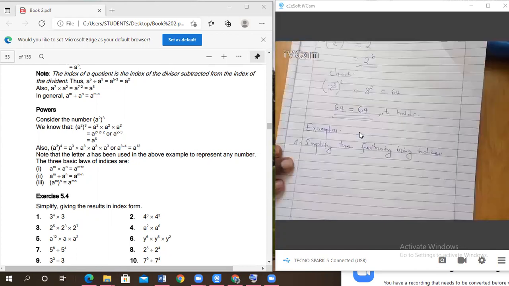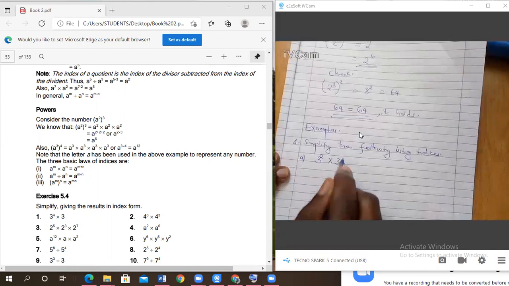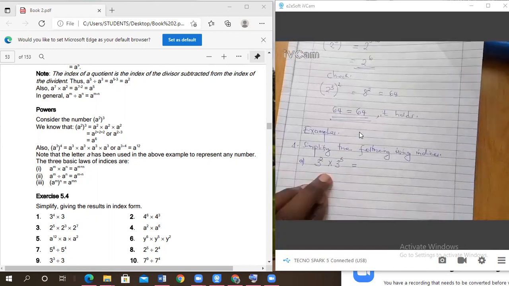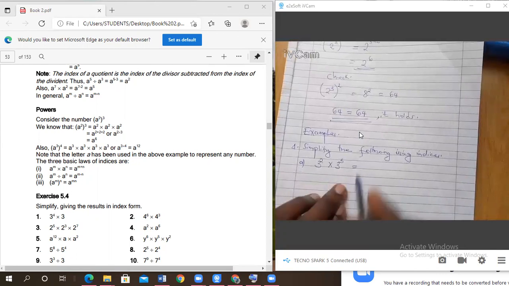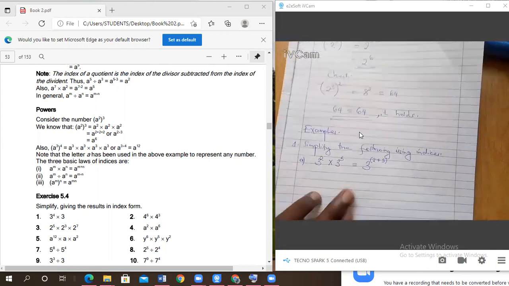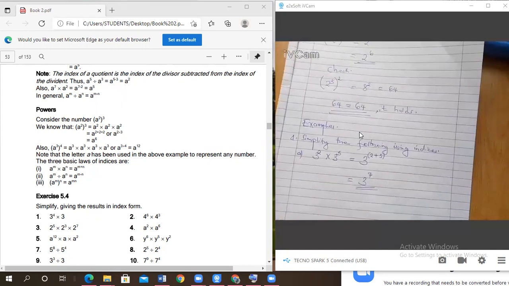Here we have 3 to the power 2 times 3 to the power 5. What is the answer, members? Here we are multiplying, so you say 3 to the power 2 plus 5. I want to see that as part of your working. So this will give us 3 to the power 7. Have you seen that? Yes, teacher.